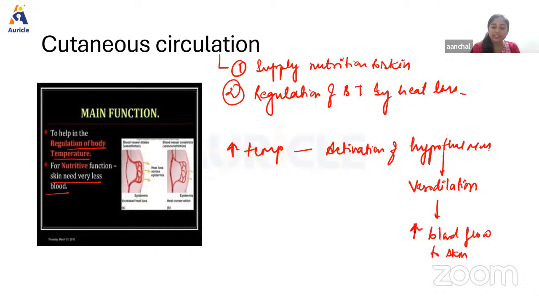So there will be heat loss from the body through processes like sweating, and when the body temperature is low, vasoconstriction will occur in the skin, and therefore the blood flow to the skin decreases and prevents heat loss from the skin. Okay, so this is all about the cutaneous circulation.